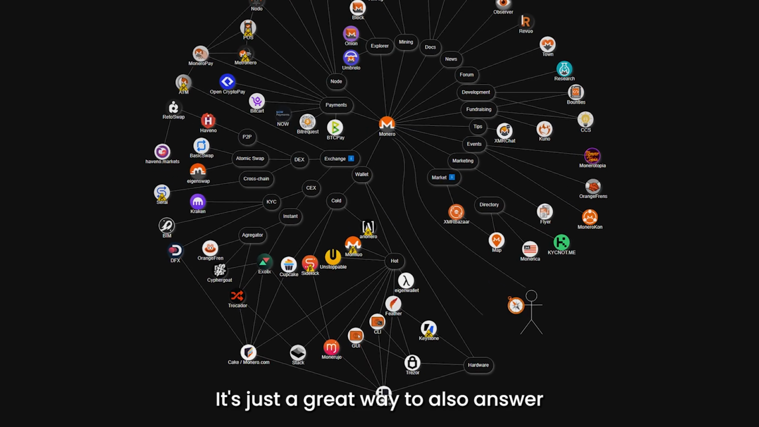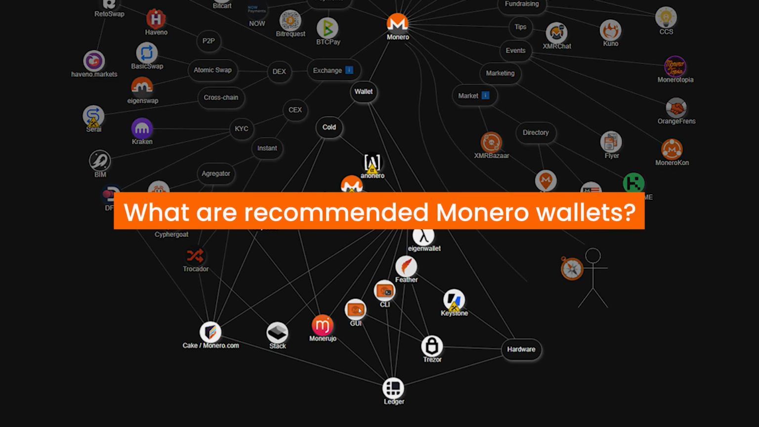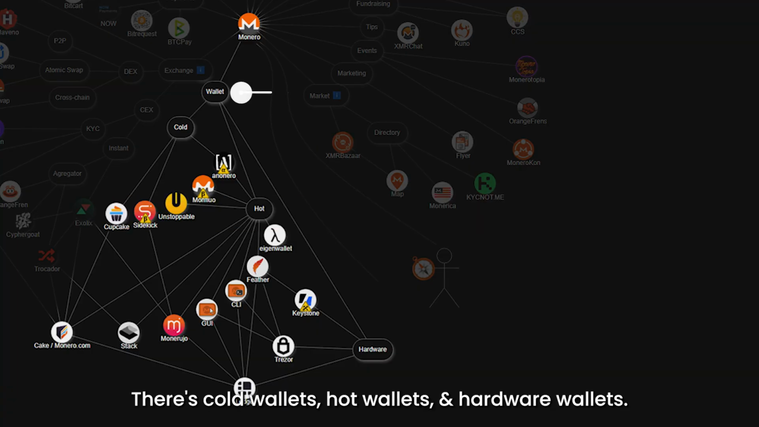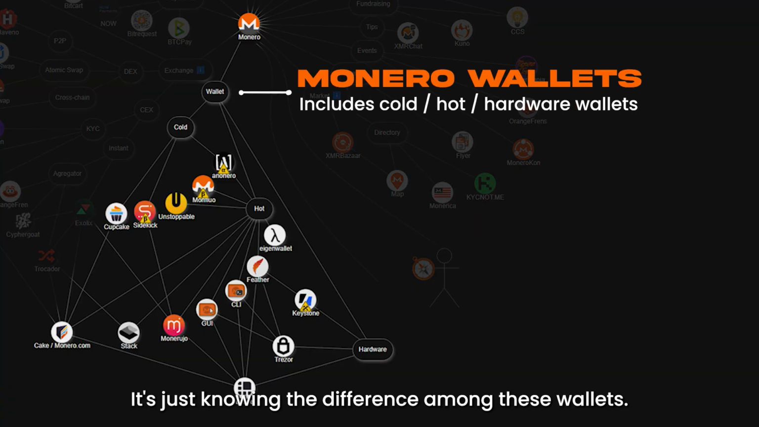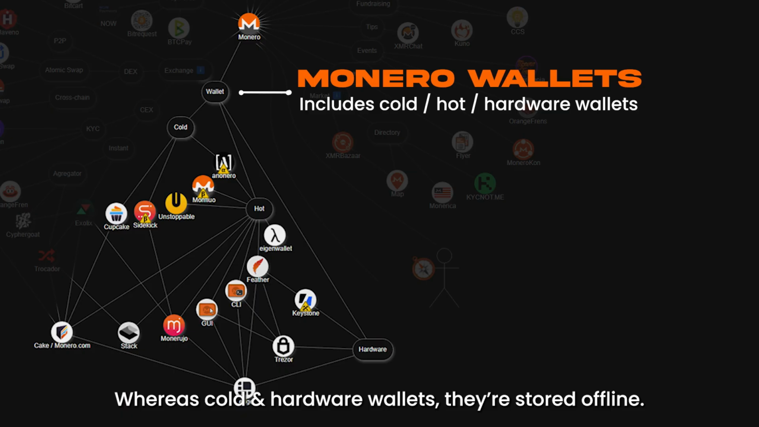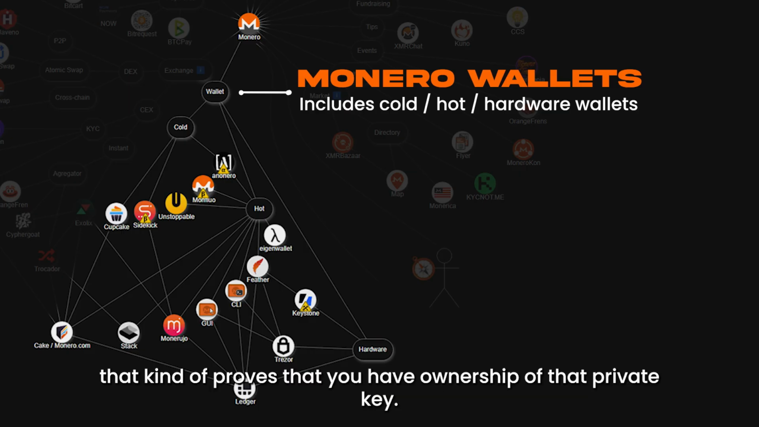It's just a great way to also answer some super simple questions. For example, a lot of people ask, like, what are some recommended wallets for Monero? Now there's cold wallets, hot wallets, hardware wallets. So really it's just knowing the difference among these wallets. So the main difference is really how the keys are stored. In a hot wallet, they're stored locally, whereas cold wallets and hardware wallets, they're stored offline. And a hardware wallet has like a physical device that kind of proves that you have ownership of that private key.